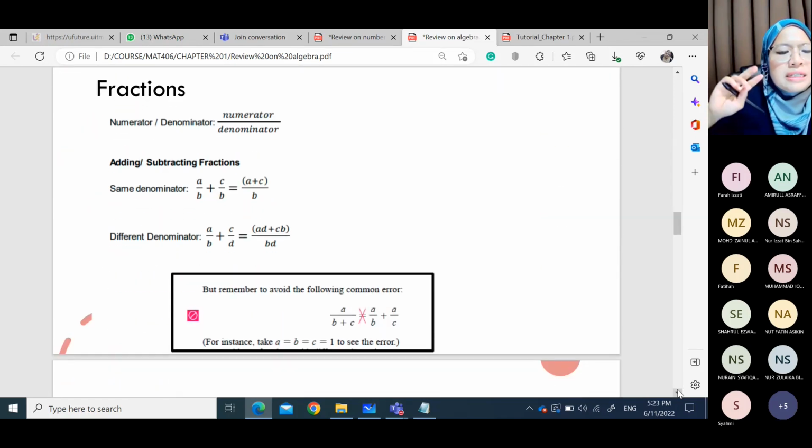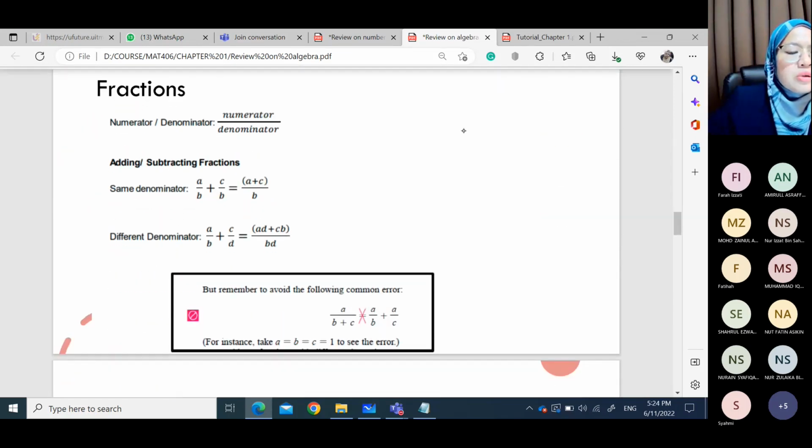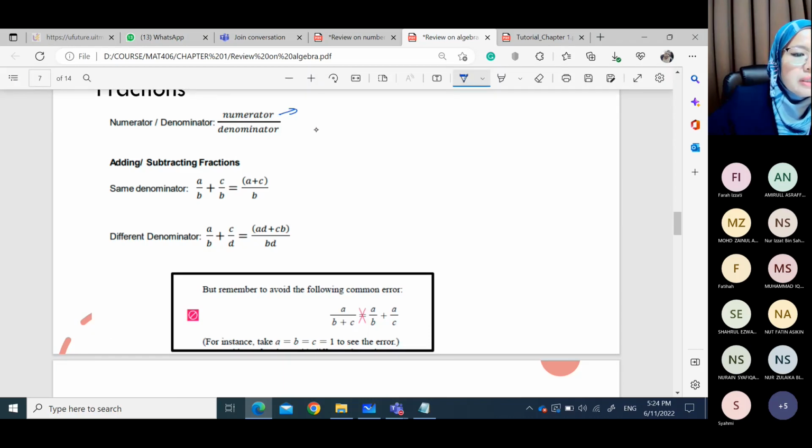So fraction, it is a division between two numbers. So up here we call it as a numerator and denominator. So bear in mind, denominator tak boleh kosong. Yang ni, denominator cannot be equal to 0. Tak boleh kosong. Okay, so in fraction we have adding or subtracting fraction, tambah tolak, dan juga kita ada darab dan juga bahagi.